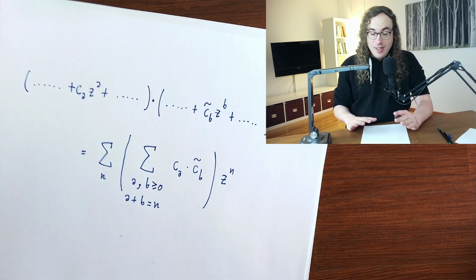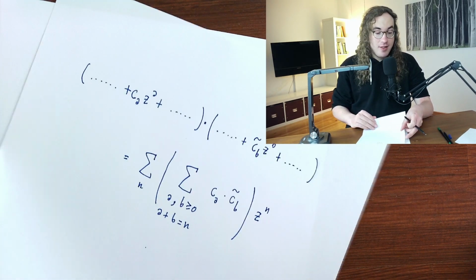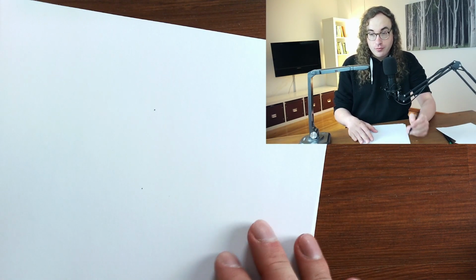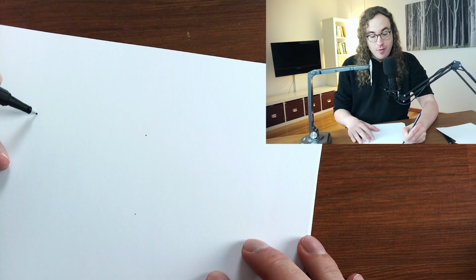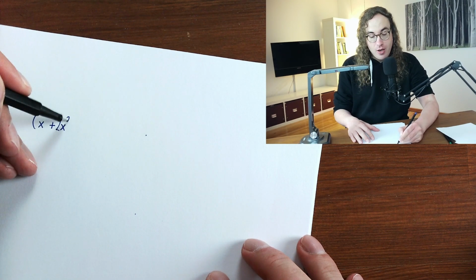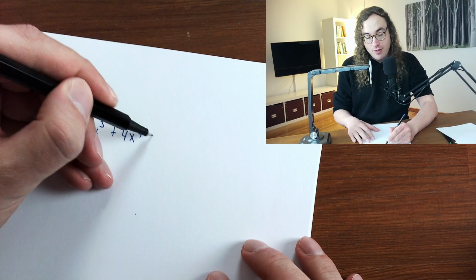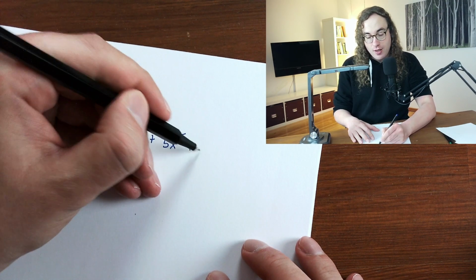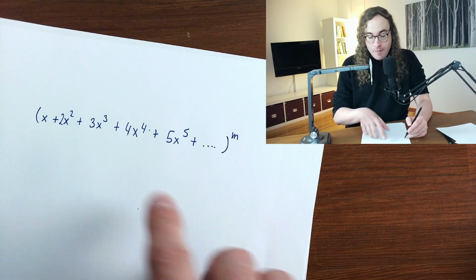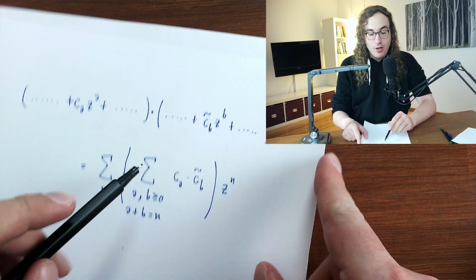Good. Now this is the key observation which we need for the proof. Now my claim is that what we should look at is the following expression. We should consider the expression x plus 2x squared plus 3x cubed plus 4x to the fourth plus 5x to the fifth and so on, infinite sum, to the mth power. Well, why should we consider this? Now, I had just shown you what happens when you have such an expression and you have two factors.